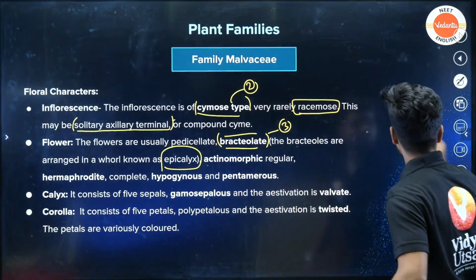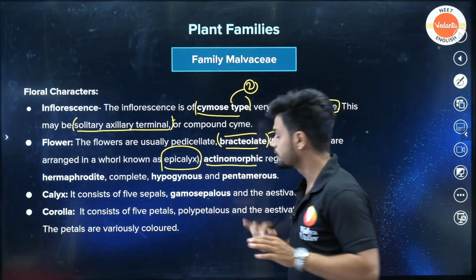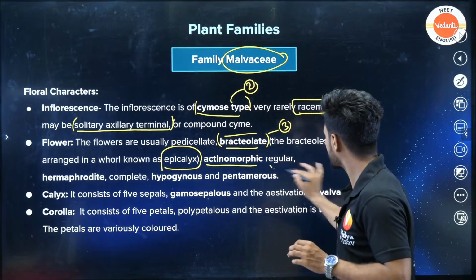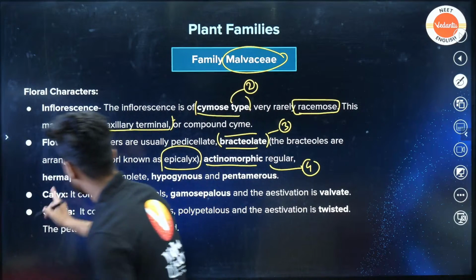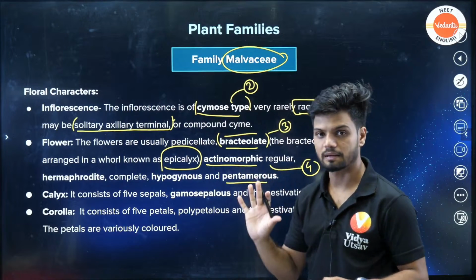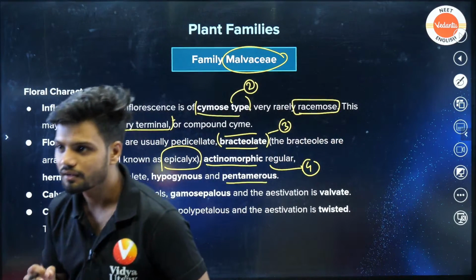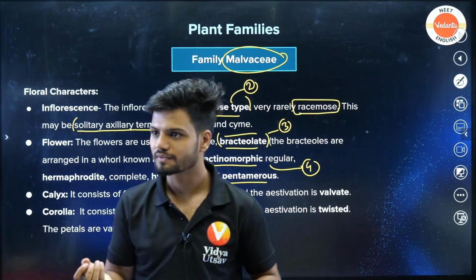Now going back to the slide here, I will tell you the most important points again. Here is going to be your actinomorphic condition. So remember, in the case of your Malvaceae, we have the actinomorphic condition. Clear? Again, it's bisexual condition, complete, hypogynous and pentamerous. Important points. Mark these points, students. We will do a biology marathon, don't worry.